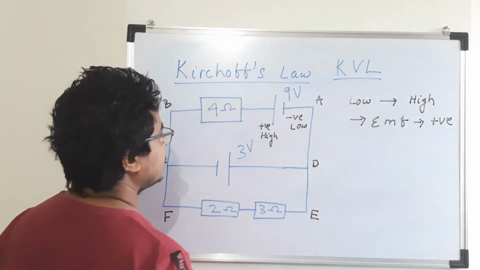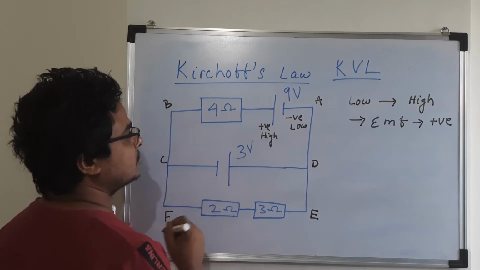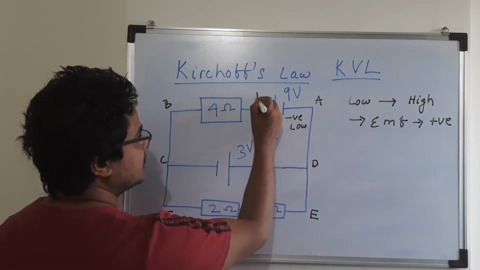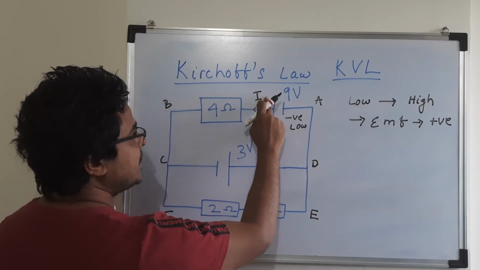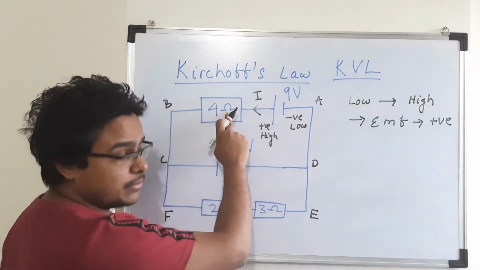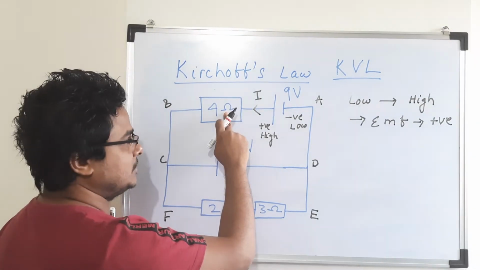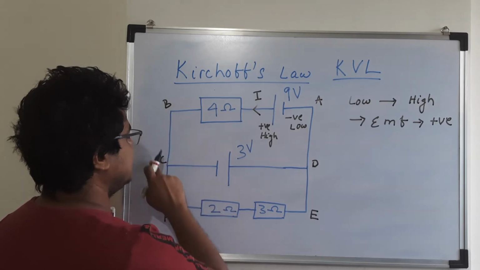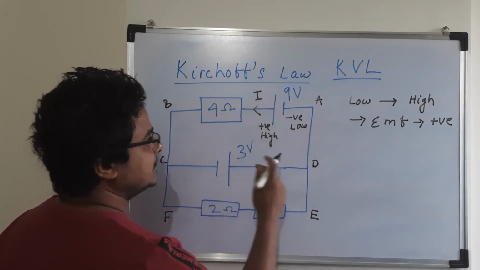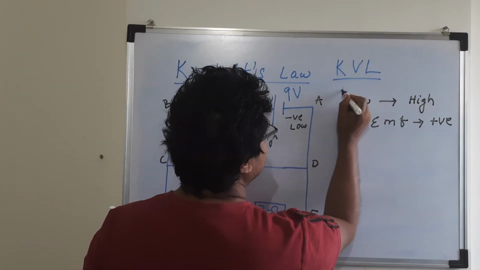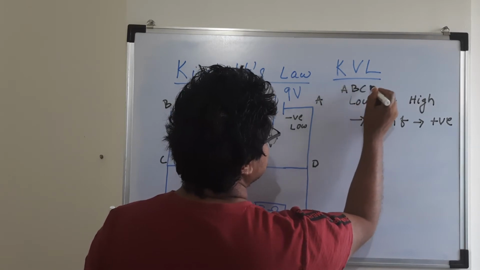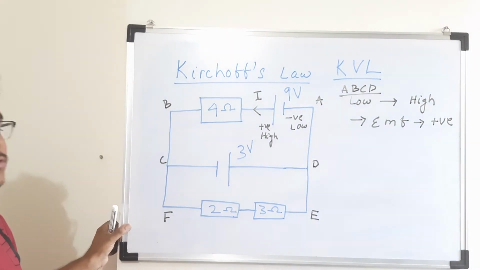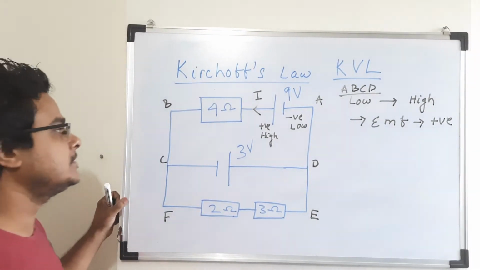And then the second thing is, if you assume direction of the current, suppose I started from here, I considered the current to be I. So this I amount of current is passing through this 4 ohm resistor, right? And my loop is named as A B C D. This is the loop A B C D. So we are talking about the loop A B C D, okay, loop law, as we said.